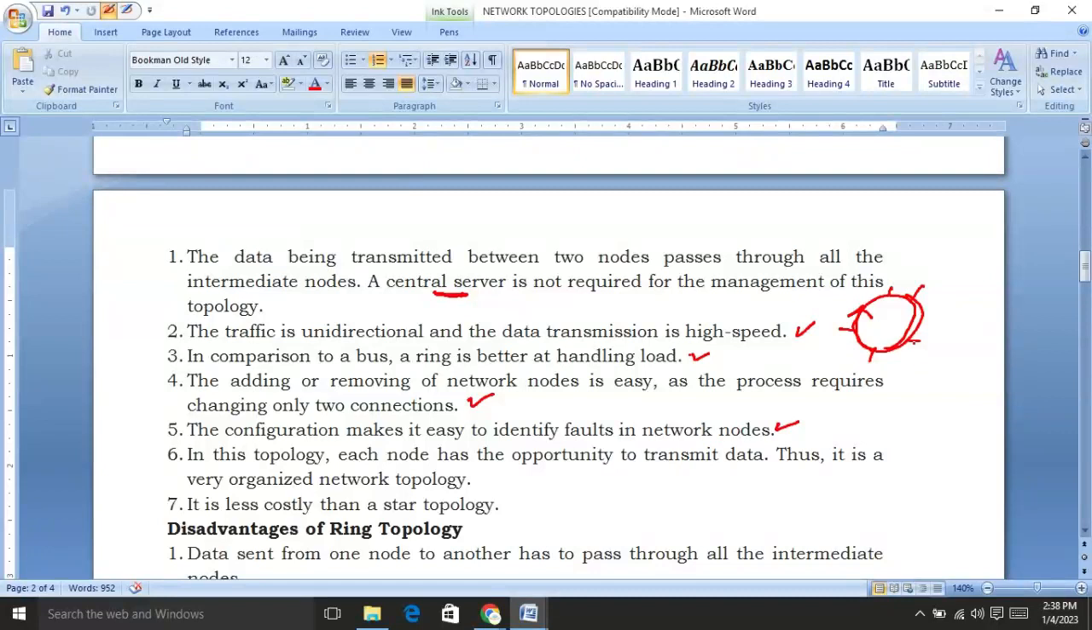In the ring topology, each and every node has an opportunity by generating the token, like when we go to a canteen, we get a token to get certain food. The particular node which has the token has the opportunity, right, to transmit the data. So in the ring, each and every node has equal opportunity to transfer the data.